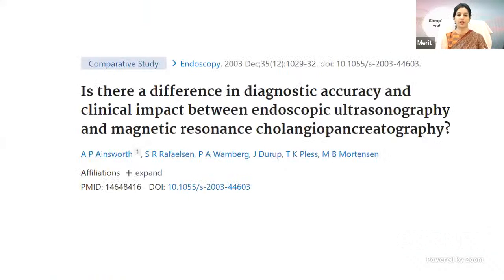So now, this is the question. Is there a difference in diagnostic accuracy and clinical impact between endoscopic ultrasonography and magnetic resonance cholangiopancreatography? So the two diagnostic tests are endoscopic ultrasonography and MRCP. And the gold standard is the ERCP.